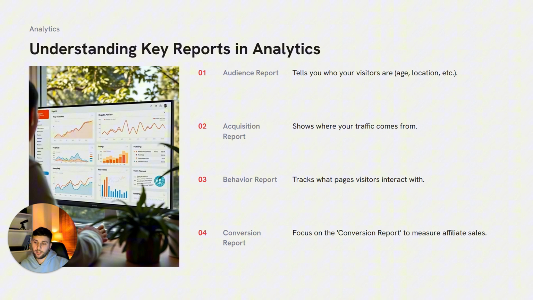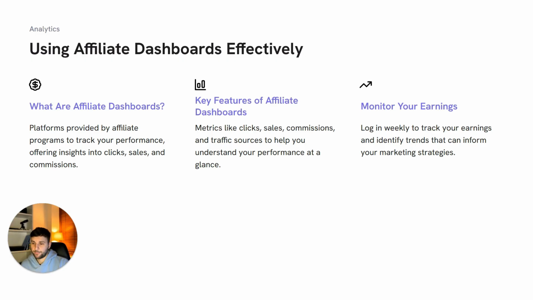Now, here are some key reports in analytics, right? So first of all, we've got the audience report. It tells you who your visitors are, so what their age, location, and stuff like that is. Very important. The next one is the acquisition report. It shows you where your traffic comes from. The next one is the behavior report. It tracks what pages visitors interact with. Then the last one is the conversion report, which basically tells you where you got your sales from.